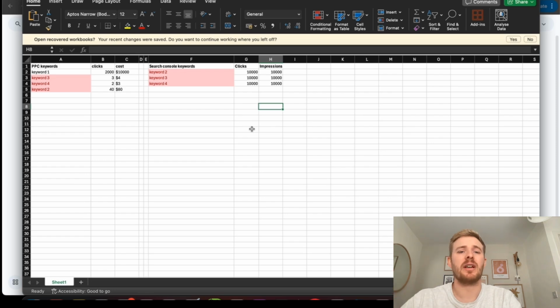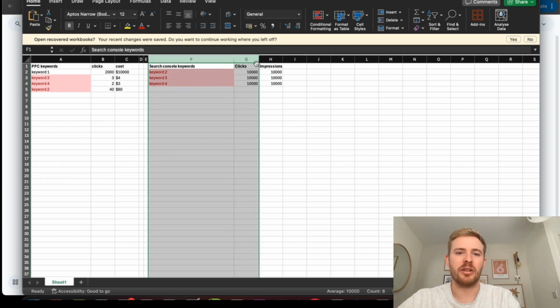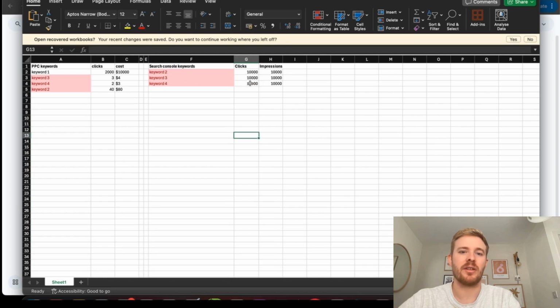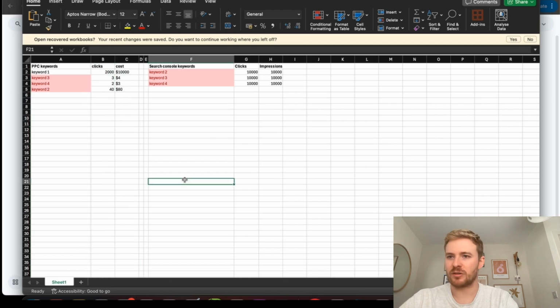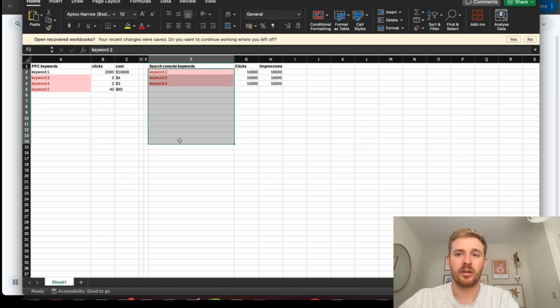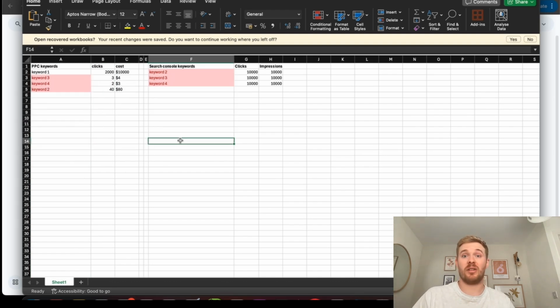So you could do something like this where you're looking at exporting your Search Console keywords, their clicks and impressions, versus your PPC keywords, how many clicks you're getting there and how much those clicks would cost over time. So what you typically tend to see is a lot of these duplicates, which is exactly what we want to see. All that then means is we're targeting things across Google Ads and we're doing the same organically.